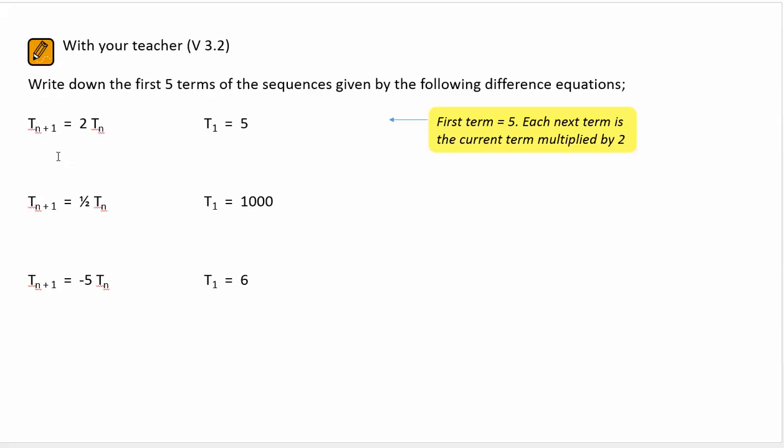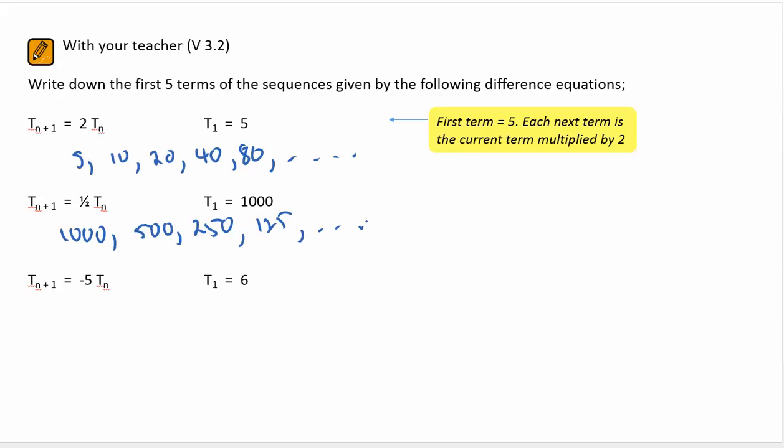Working through 3.2, starting at 5, and simply doubling to progress forward. The next instance, commencing at 1,000 and halving that. And in the last instance, -5, so that will alternate above and below the axis if we were to sketch it. Etc.